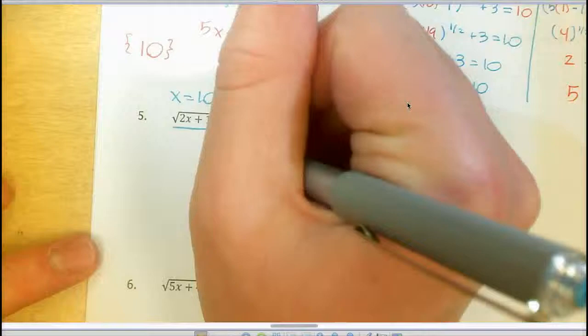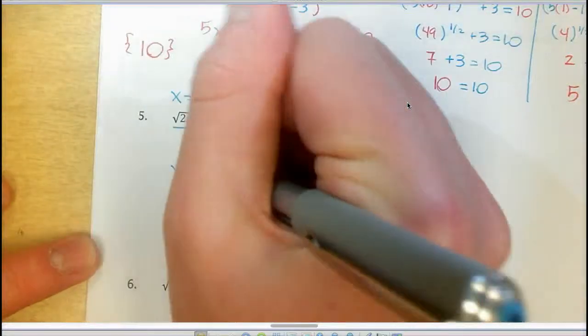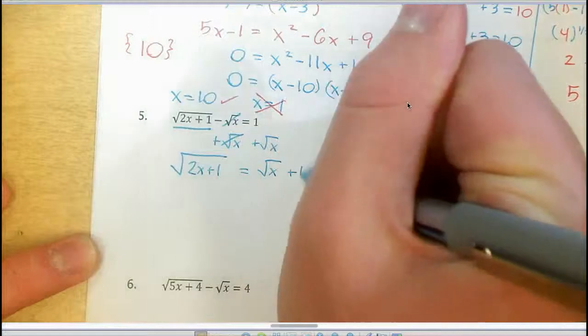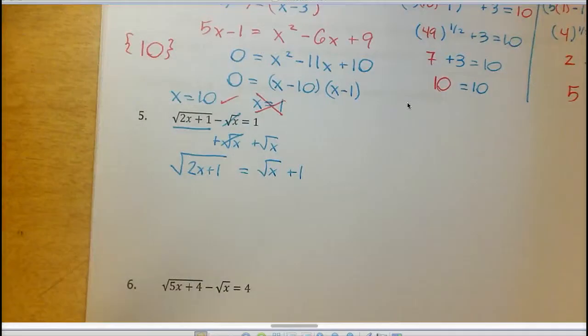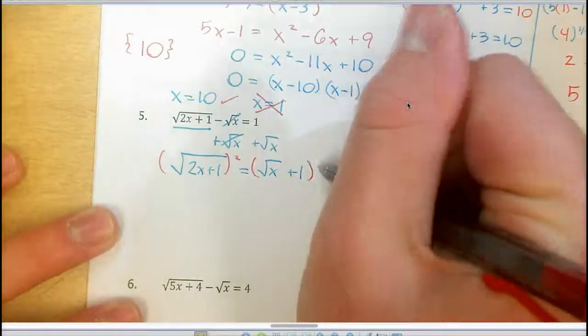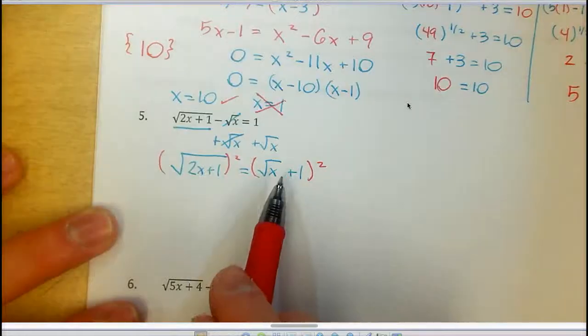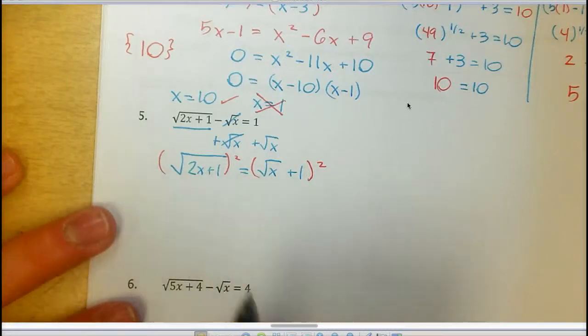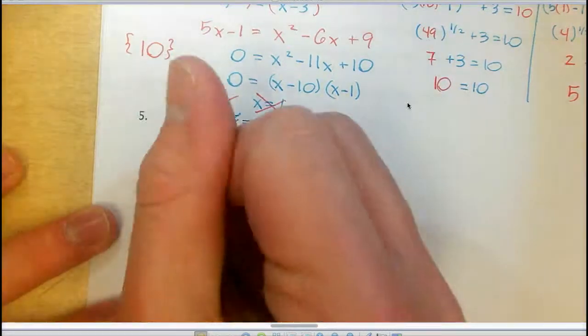So that means I'm going to add radical x to both sides. And so that's going to give me radical 2x plus 1 equals radical x plus 1. And so now I'm going to square both sides to get rid of this radical on the left side. Again, I have to keep in mind that I have a binomial here on the right side, so I'm going to have to do some foiling to square that. Left side, I just get 2x plus 1.